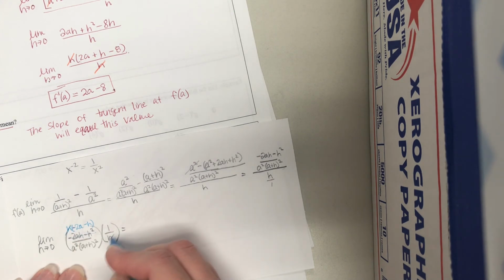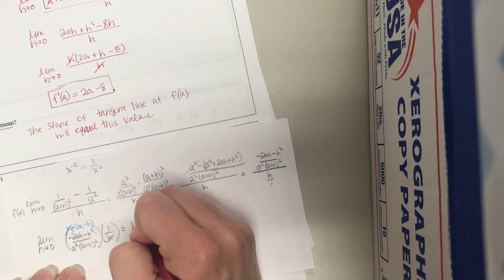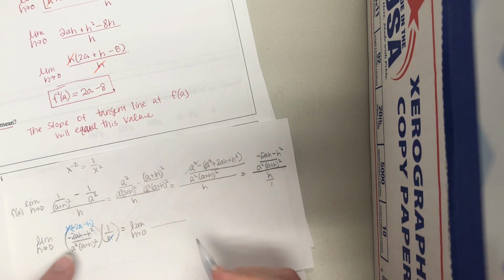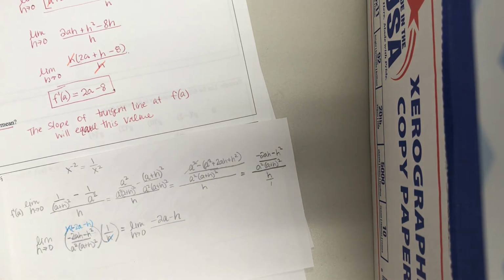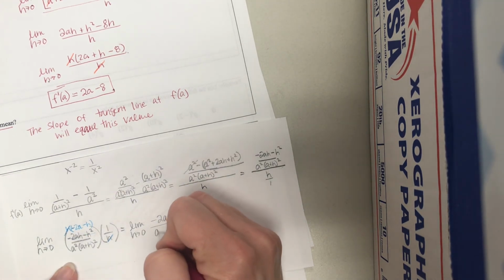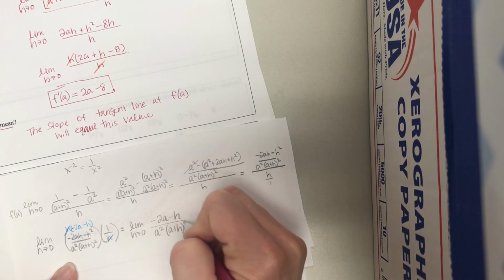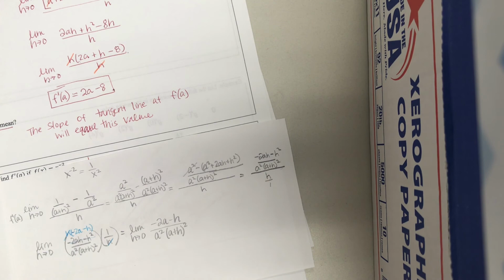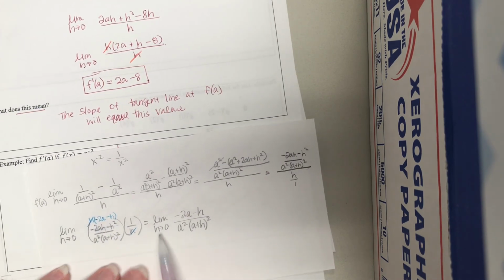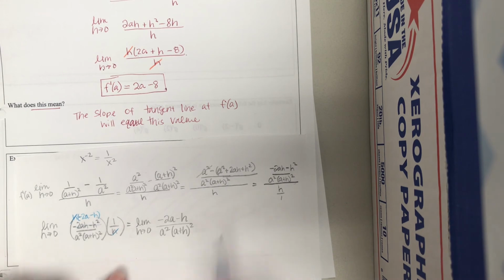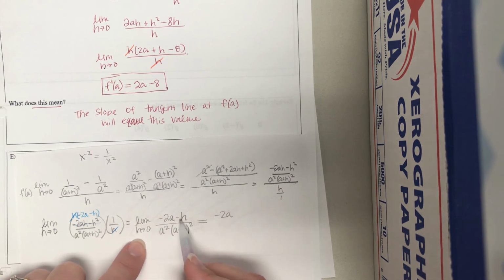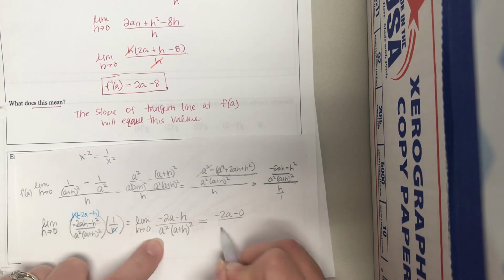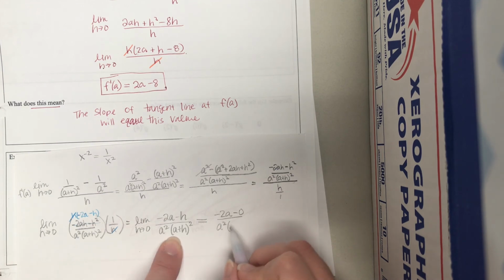And now I'm allowed to cancel out my h's. So let's see what we have. So our numerator, we're just multiplying by 1. That's easy. Just negative 2a minus h. That's our numerator. And our denominator is a squared times a plus h squared. Okay, now let's see what happens if we plug in 0 for h in our limit. As h approaches 0, this is still just negative 2a, but then you're going to have minus 0 over a squared times a plus 0 squared.